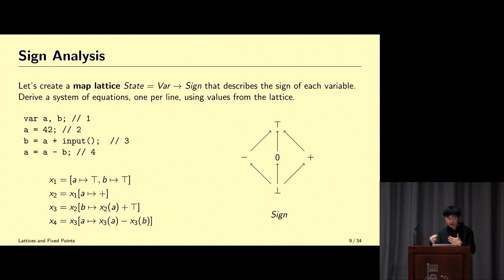So you create this mapping for each line in this program. In this example, we have a very simple program with no branching and no control flow, just 4 lines of code. Here we can create a mapping for each line in the program, and this mapping just maps each variable in the program to its sign. And you can see that there are some dependencies here, right? For instance, in the third line of the program, the sign of B depends on what the sign of A was in the second line.